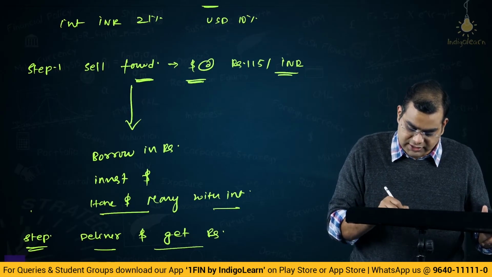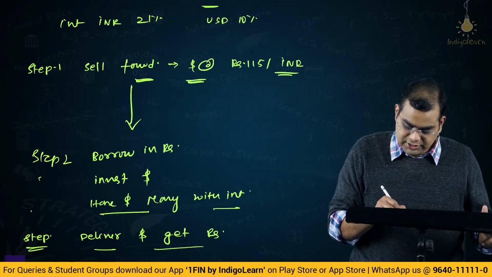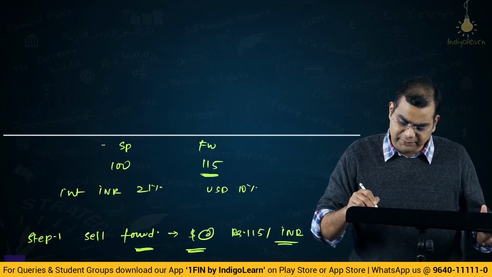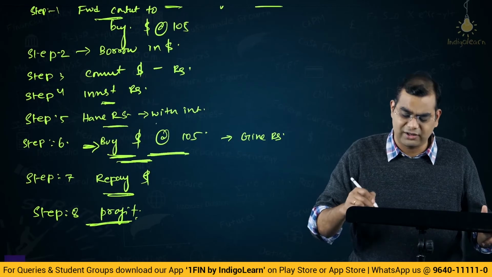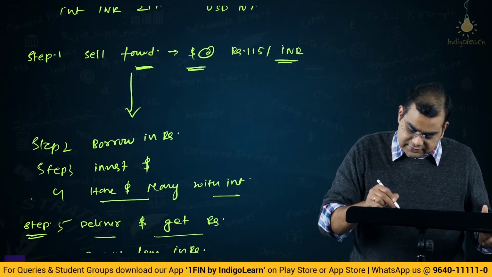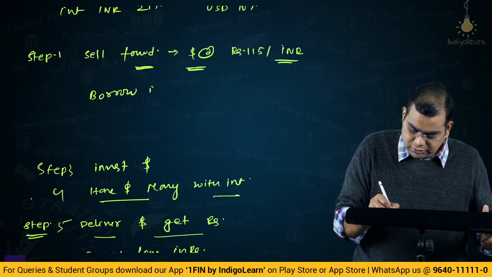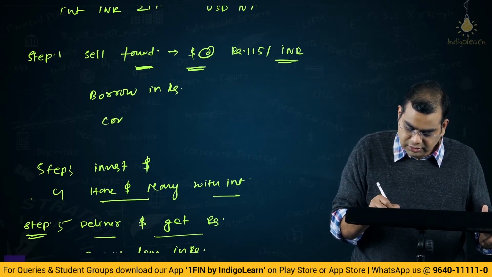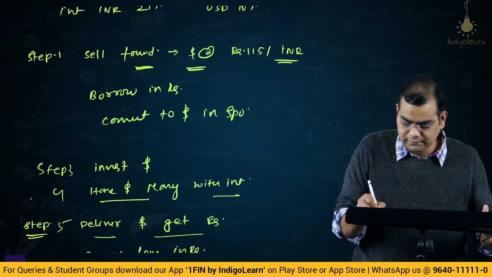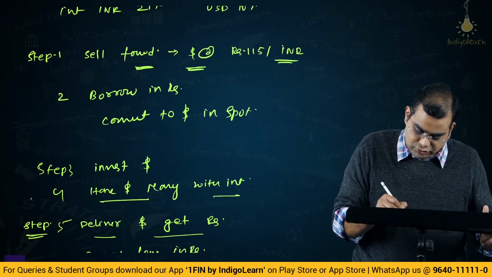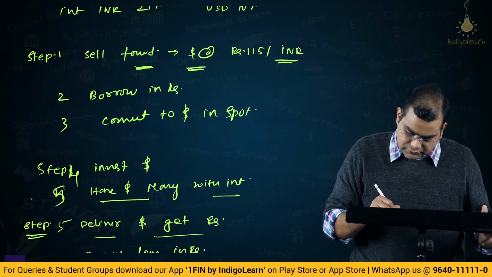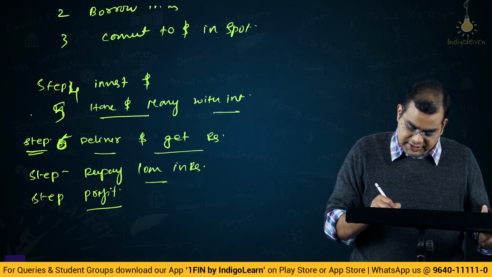This is step 1, this is step 2, step 3, 4, and then we have step 5. I have compressed the steps slightly, convert into rupees and all of that. So if you want, you can add that step also. You can call this borrow in rupees, convert to dollar in spot. Then this will be step 1, 2, 3, 4, 5, this will be 6, this will be 7, 8.